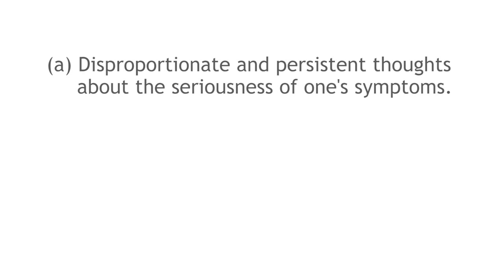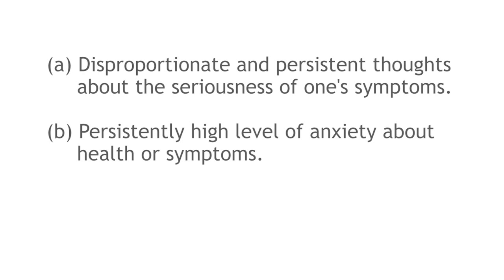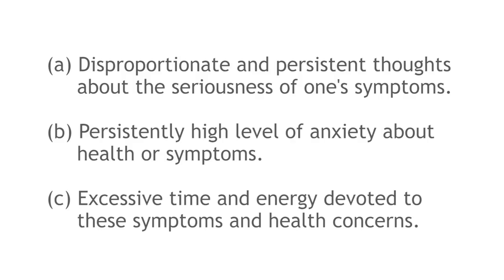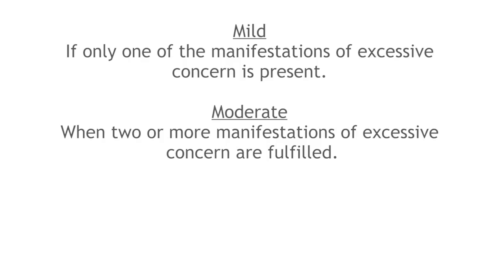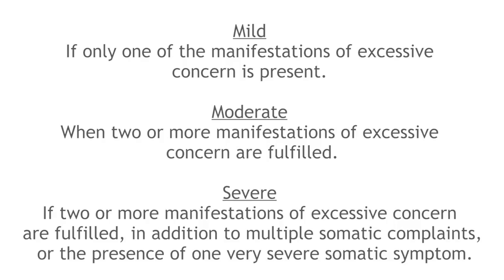Excessive thoughts, feelings, or behaviors, and health concerns present in the disorder can be manifest by A. disproportionate and persistent thoughts about the seriousness of one's symptoms, and or B. persistently high level of anxiety about health or symptoms, and or C. excessive time and energy devoted to these symptoms and health concerns. Specifiers for current severity are mild, if only one of the manifestations of excessive concern is present, moderate when 2 or more manifestations of excessive concern are fulfilled, or severe if 2 or more manifestations of excessive concern are fulfilled, in addition to multiple somatic complaints or the presence of one very severe somatic symptom.